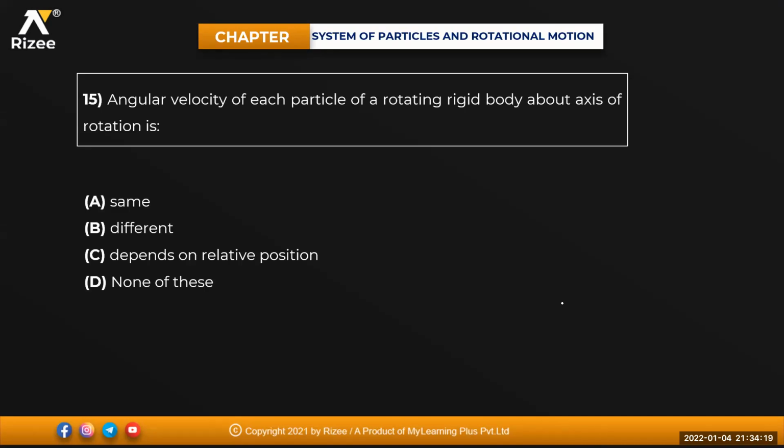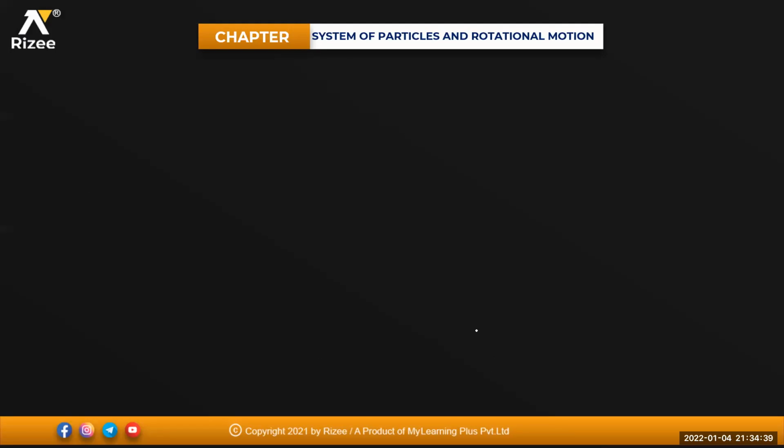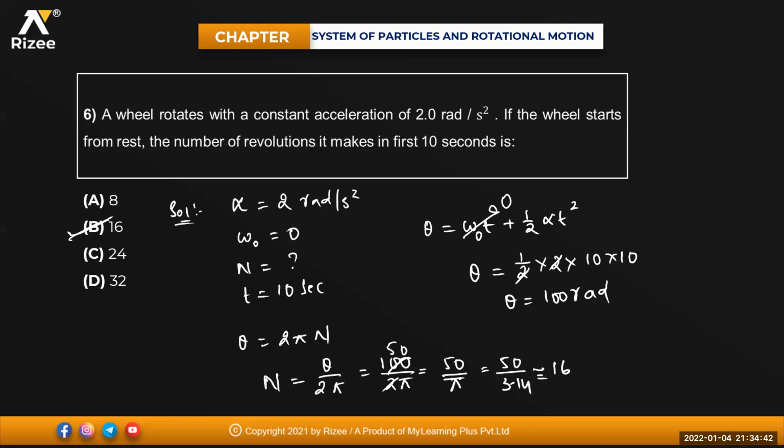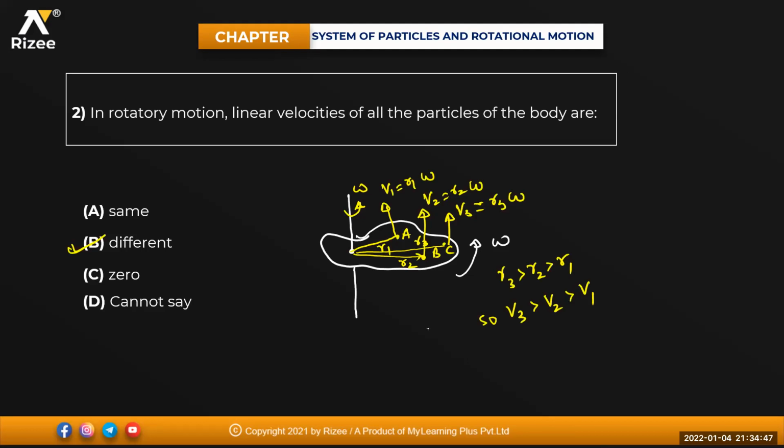Next one. Angular velocity of each particle of a rotating rigid body about the axis of rotation is the angular velocity of each particle. Just now we did the linear velocity. Now he is asking about angular velocity. Same concept we did right now. See, in rotatory motion, linear velocity will be different, but angular velocity will be the same. Isn't it?